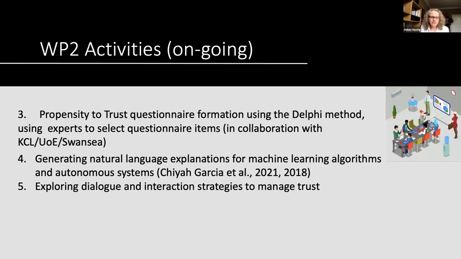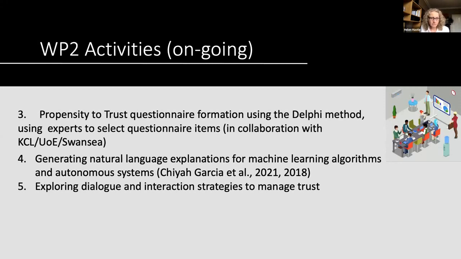Okay, so moving on, other activities. We are trying to define a questionnaire for propensity to trust using a Delphi method, and this is work with Edinburgh Uni, Swansea and King's College London. This hasn't really been well defined. How do we measure accurately people's propensity to trust? That's something that we're looking at, and hopefully that will be adopted in the variety of fields that are looking at trust.